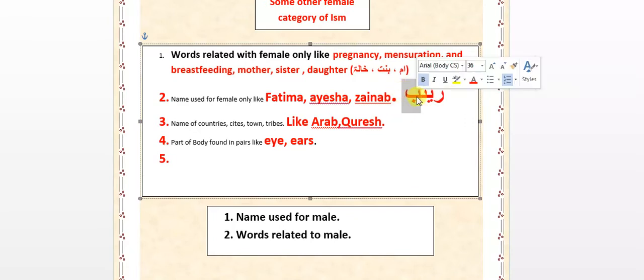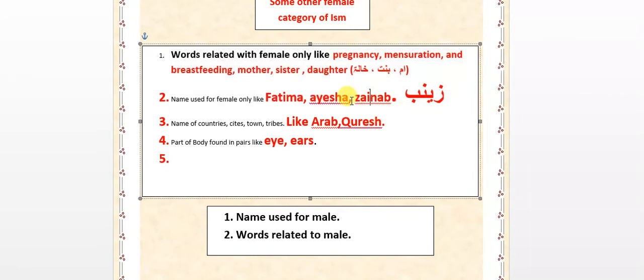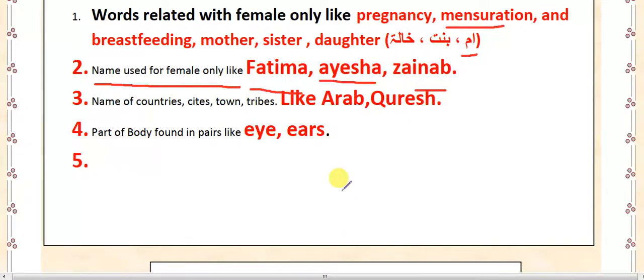By knowing these two, we understand that an ism which is only used for females is muannas, and a name which is only used for females is also known as muannas.